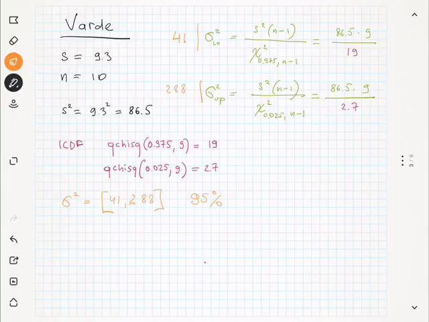If you want to calculate the same for the standard deviation, you just take a square root of this. So it will be square root of 41, square root of 288. Okay, which gives approximately 6.4 and 16 point, almost 17. Again, for 95%. So in our case, we have a standard deviation 9.3, but for the population, it's somewhere between 6.4 and 17. We can't be more sure because that's the sample size we have. But if we want, we can take a bigger sample size and then calculate this interval more precisely.